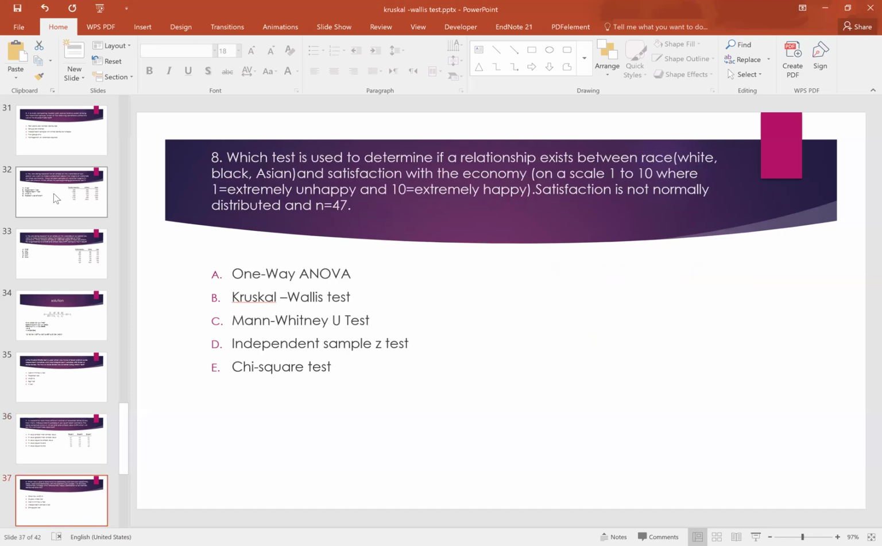Which test is used to determine if a relationship exists between race, white, black, Asian, and satisfaction with the economy on a scale of 1 to 10, where 1 is extremely unhappy and 10 is extremely happy? Satisfaction is not normally distributed and n equals 47. One-way ANOVA, Kruskal-Wallis test, Mann-Whitney U test, independent sample Z test, and chi-square test. It's B, Kruskal-Wallis test.